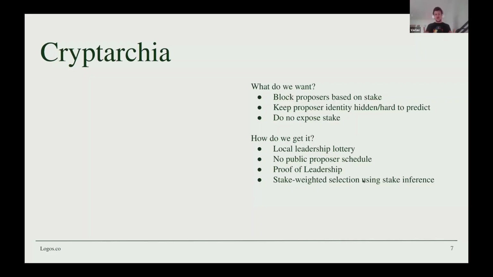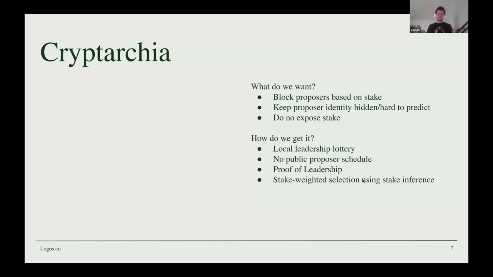what is it? So what do we want? And I already said most of that. We want block proposers based on stake, like proof of stake in Ethereum, Solana, others. It's not proof of work like in Bitcoin, where you explicitly mine some hash, and if you mine the right hash, you get it. It's about staking some financial asset and then being able to participate in the consensus, right? So we want block proposers based on stake.